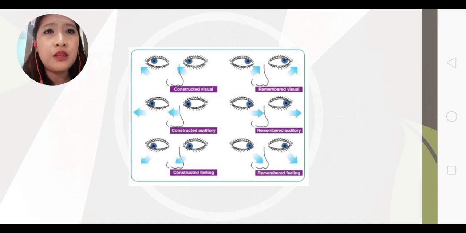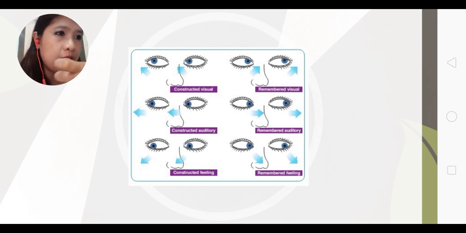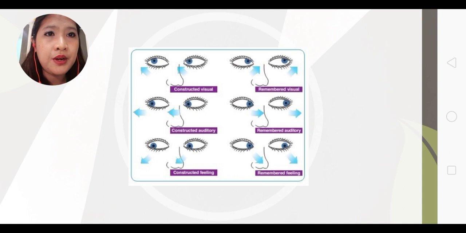For example, if I'm looking this way, to the upper left, I'm thinking about a constructed visual. That means I'm coming up with my own memory. There's a possibility that I'm making things up. If I'm looking this way, to the left, I'm trying to remember. If I'm looking this way, it's a constructed auditory, and for the left side it is remembered auditory.